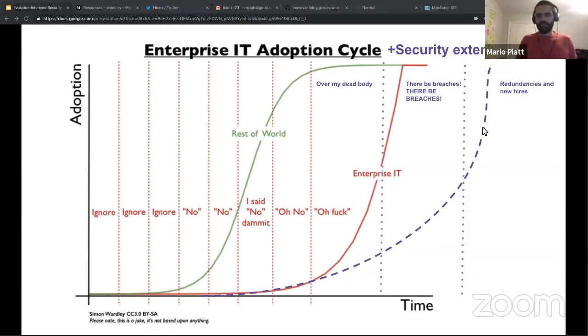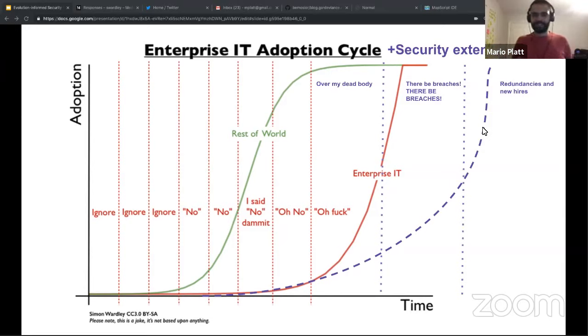So this was something that Simon Wardley originally came up with as a joke, but in terms of the enterprise adoption cycle in IT. The rest of the world sees a change coming, they start adopting it, but in enterprise IT, we seem to wait until the last minute when the change is completely unavoidable to actually start doing something about it. Right? So I believe in security, we're probably even a bit worse than that, because we wait for enterprise IT to actually do something for us to start getting worried about it. So we even have a further delay into how those things usually go.